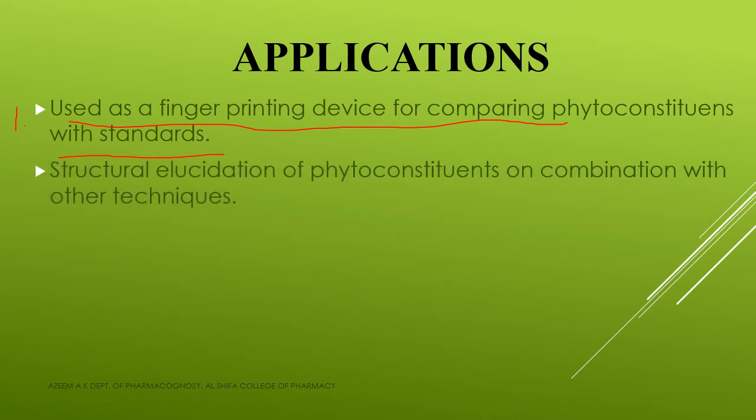Clear? Then the second application is, this can also be used in the structural elucidation of phytoconstituents in combination with other spectral techniques. That is something I always say. This application can be added to all spectral techniques. That is, it is used in the structural elucidation of phytoconstituents in combination with other spectral techniques. So these are the common applications of NMR spectroscopy.